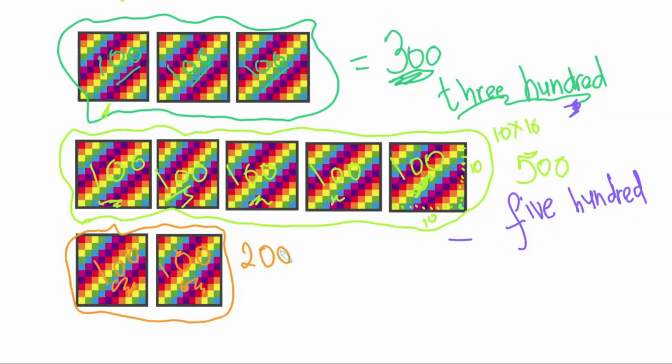So 200, you can see we've got 200, which simply means there's 2 hundreds. 100, 200. 500 here simply means we've got 5 hundreds. And as you can see, we've got 100, 200, 300, 400, and 500. 300 here simply means we've got 3 hundreds as well. So we've got 100 here, 200 here, and 300 here.